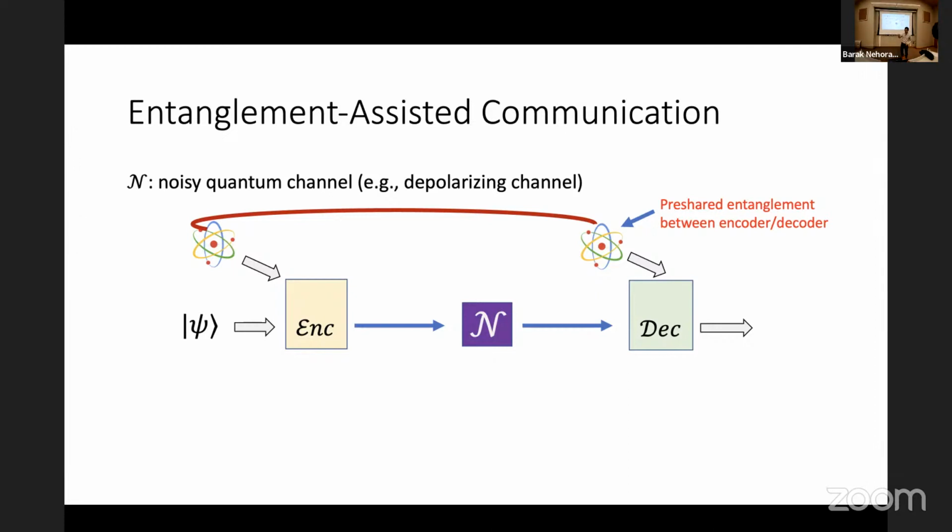So it's important to note that this entanglement does not interact with the channel. So you can assume that this entanglement is pristine. There's no errors in it. And it's a resource that the encoder and decoder can use to help correct errors.